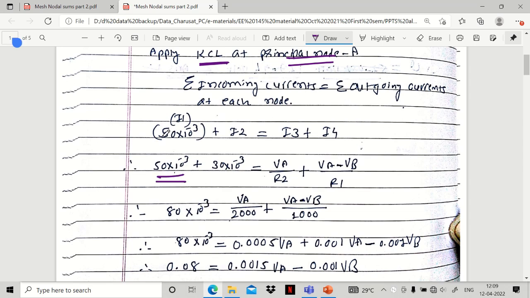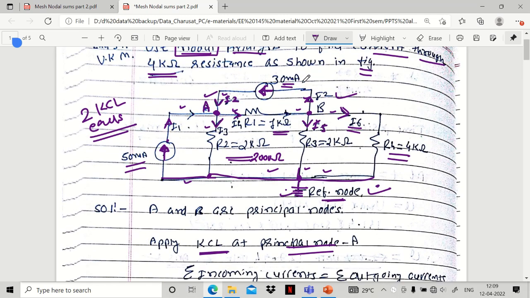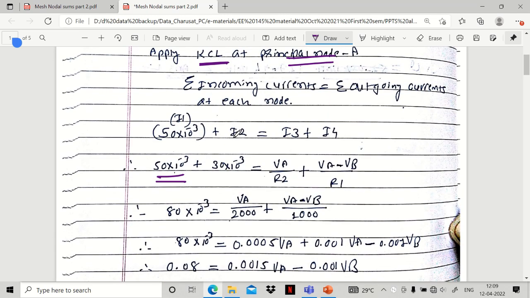plus I2. I2 is how much? 30 milliamps, right? It is incoming. So 30 into 10 raised to minus 3.